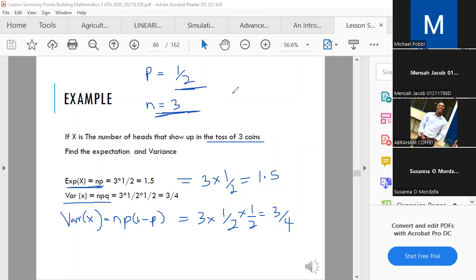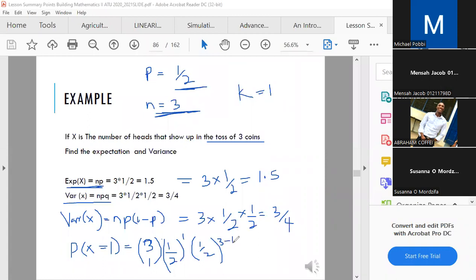If we are interested in having a head, which is just 1, k equals 1 head. Then the probability distribution, we said P of X equal to k, and k in this case is 1, will be equal to n combination k. So our n is 3, and our k is 1, times the probability of success, observing a head, which is half, raised to the power 1, times the probability of a failure, which is half, raised to the power 3 minus 1.